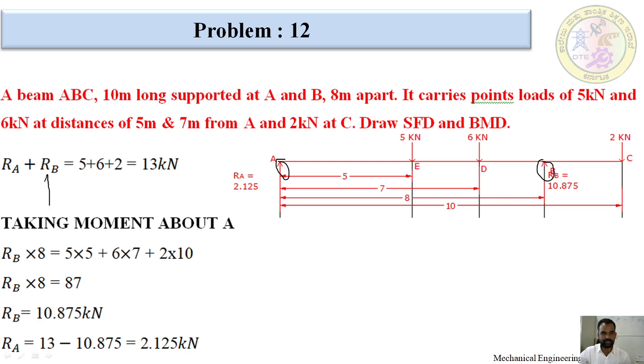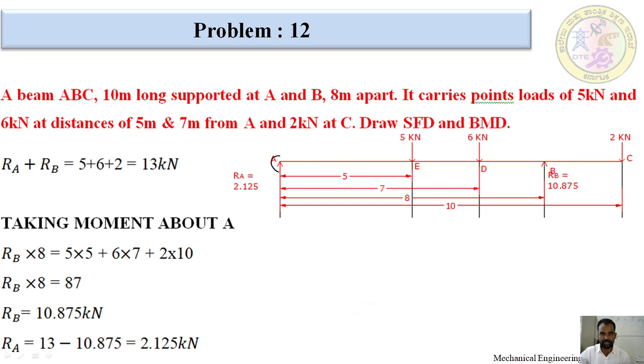In that problem we are supposed to have upward force equal to downward force, considering only forces. Upward forces are this RA and this RB. For that reason, they have taken RA plus RB. And what are the downward forces? These are 5 kN, 6 kN and 2 kN. Total is 13 kN. When we are considering only forces, we come to know that RA plus RB is equal to 13 kN.